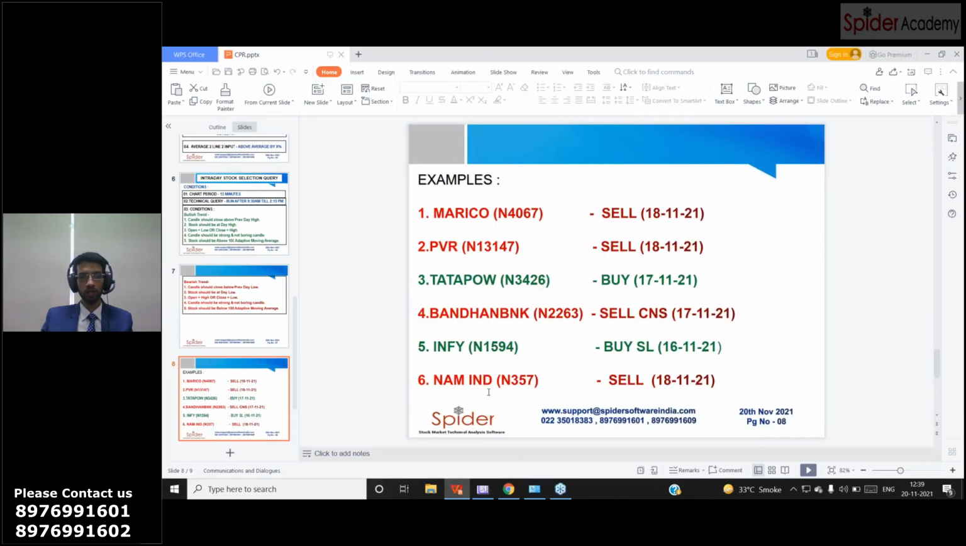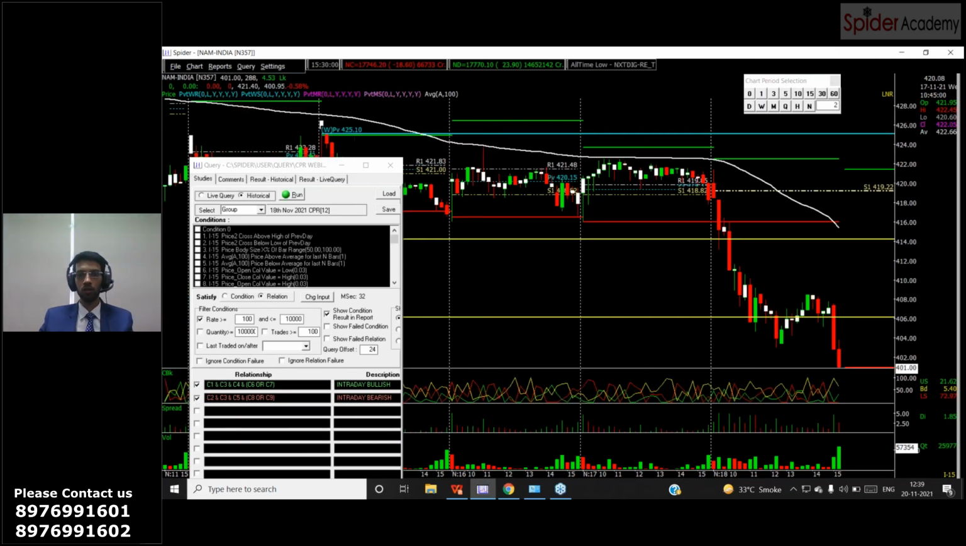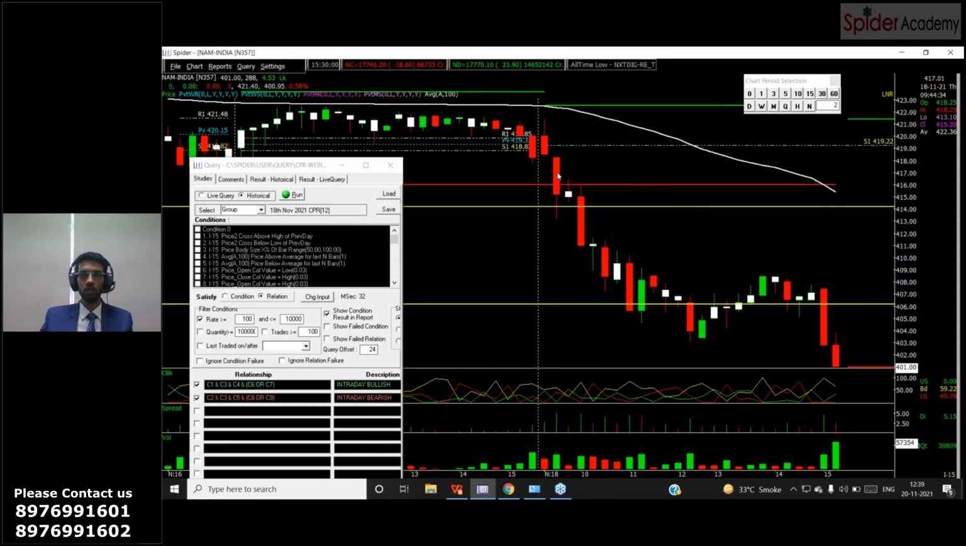Now the last example is Nam India. Okay, so this is a condition which was fulfilled on the 18th, and you can see this candle fulfills all the five conditions. We have to take entry when this candle's low breaks, and we take this high as a stop loss. 418.25 will be our stop loss, and the low is 413.10, which will be our entry point. When this low breaks, we'll take entry.